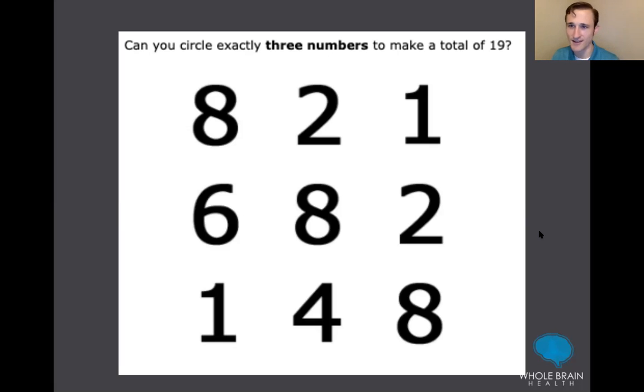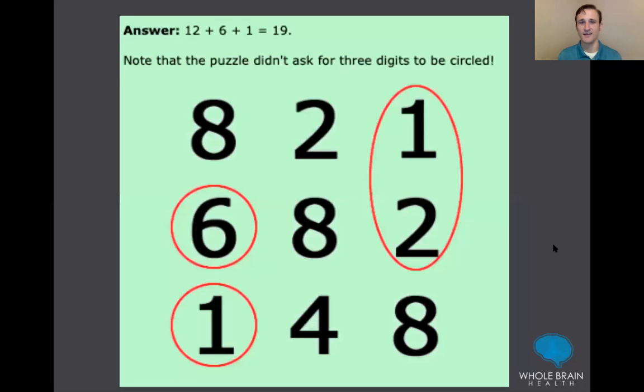Okay, did you figure it out yet? Here's the answer. So the puzzle didn't ask for 3 digits to be circled. It asked for 3 numbers. 12, 6, and 1, 3 numbers that add up to 19.